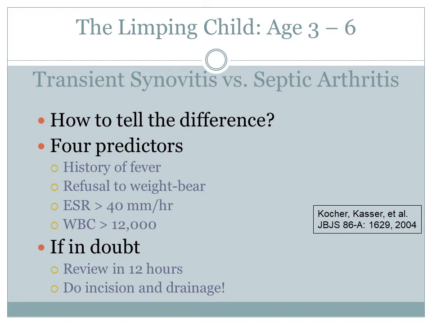And if you are in doubt, if these parameters are equivocal, review this patient at 12 hours, and if he has the same equivocal parameters, do incise and drain. Even if he is transient synovitis, nothing harmful will happen to him, while if he is septic arthritis, he will lose a lot if you did not incise and drain the pus from the joint.